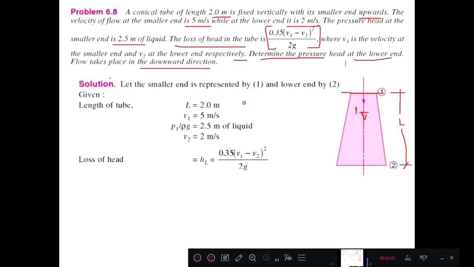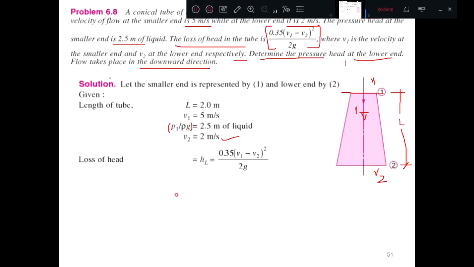V1 is given, that is at section 1 the V1 is 5 meter per second. Then the pressure head is given, that is P1 by rho g is 2.5 meter of liquid. The velocity at section 2 is 2 meter per second, and the loss of head is given as 0.35 times (V1 minus V2) whole squared by 2g. So these are the data given.